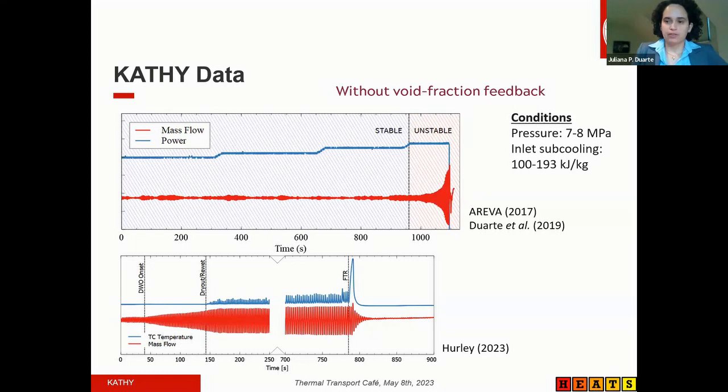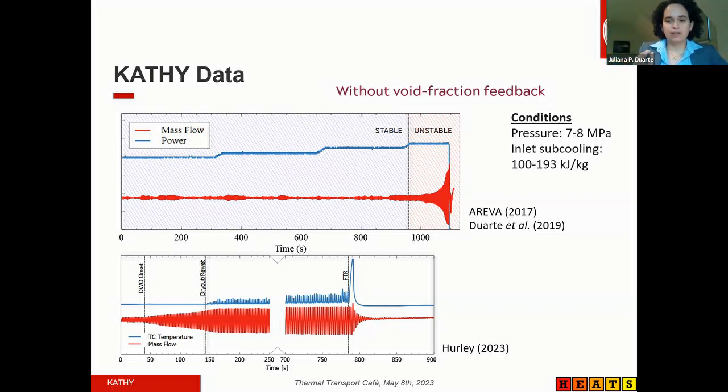basically they achieved natural circulation in the facility, and they were increasing the power in steps. You can see in the top figure, we observe the mass flow rate. At some point in the last power increase, the mass flow rate went from a small oscillation, still a stable condition, to an unstable condition and grew.